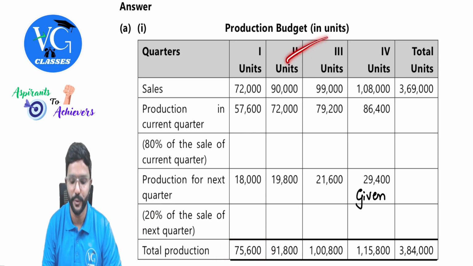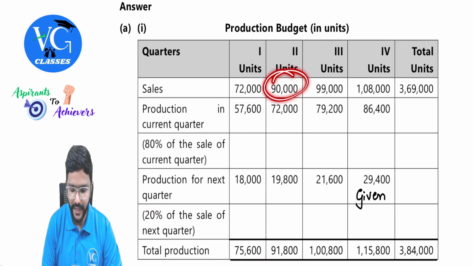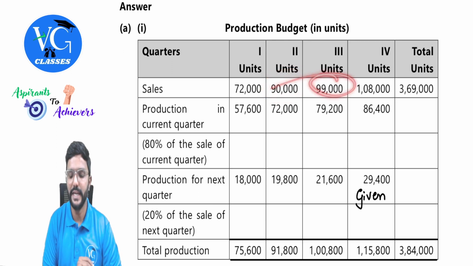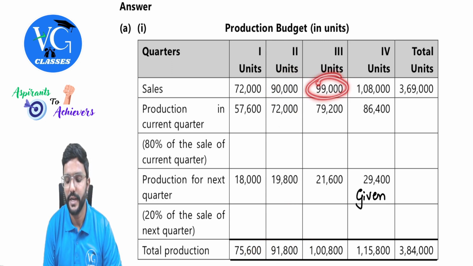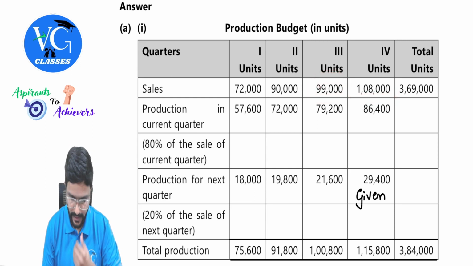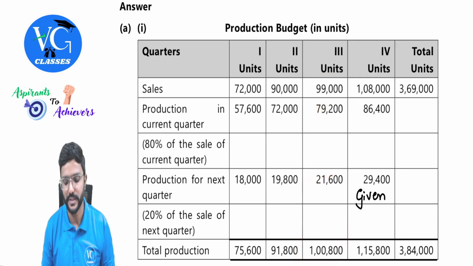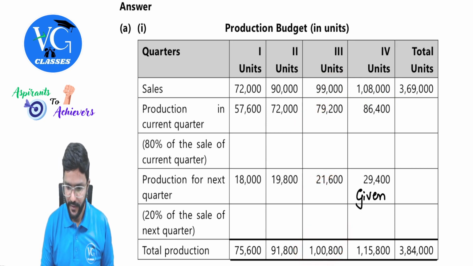Same way you do for Q2. 80% of 90,000 and 20% of 99,000. So add up both, 91,800. For Q3, it is 80% of 99,000 and 20% of 1,08,000. Then add up both, 1,08,800. For Q4, we don't have next quarter.